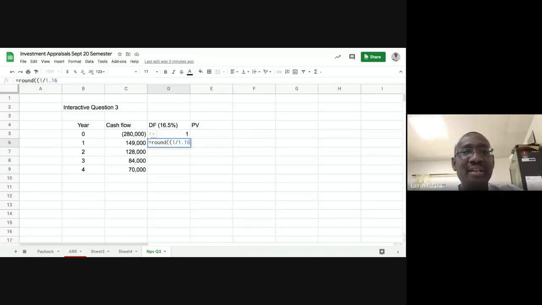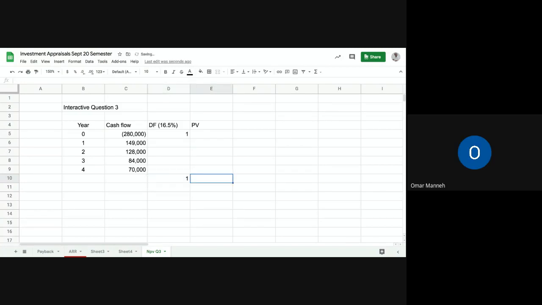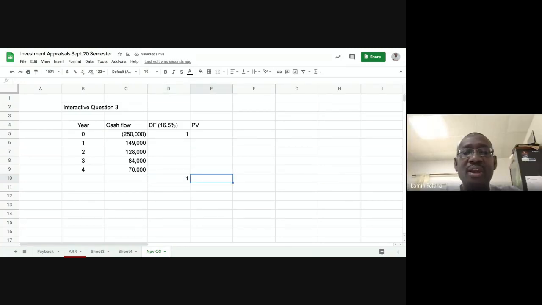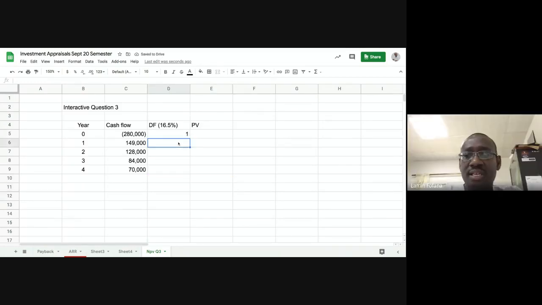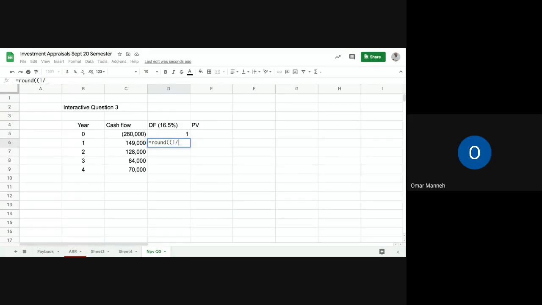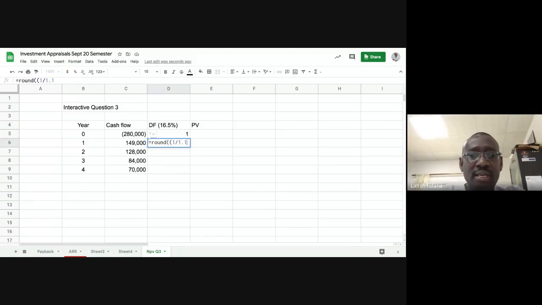What we are doing is we are saying 1 added to 16.5 percent. 16.5 percent is simply 0.165. So when you add 1 plus 0.165, is it not 1.165? Yes, it's 1.165. Excellent. So we say equals ROUND, bracket opens again, 1 divided by 1.165.